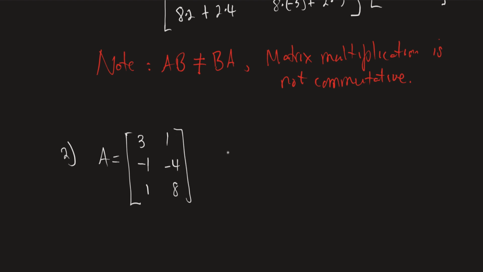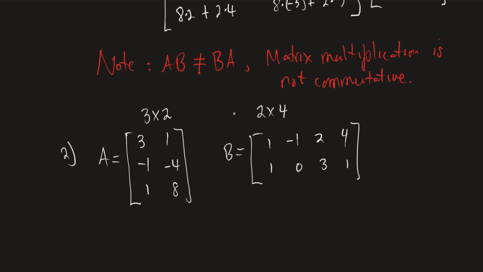Right? And then let's do like a 2 by 4 maybe. So let's say B is 1, 1, negative 1, 0, 2, 3, 4, 1. All right. So I want you to see what it looks like when we do this operation with non-square matrices. So let's see. This is a 3 by 2 matrix. This is a 2 by 4 matrix.